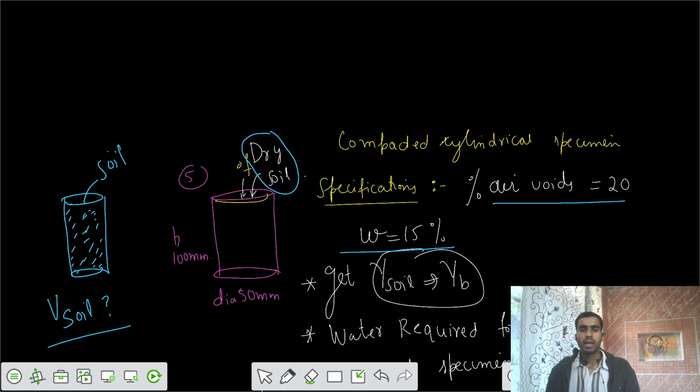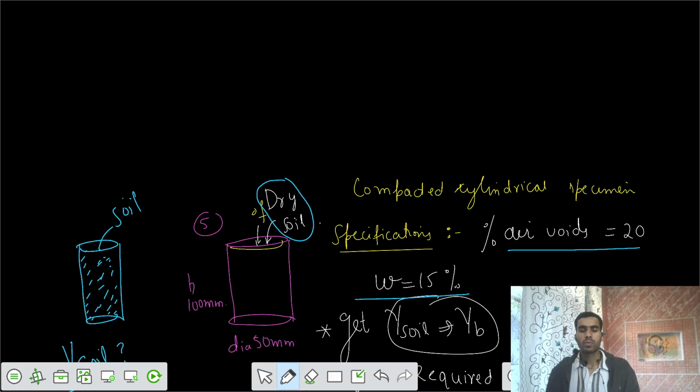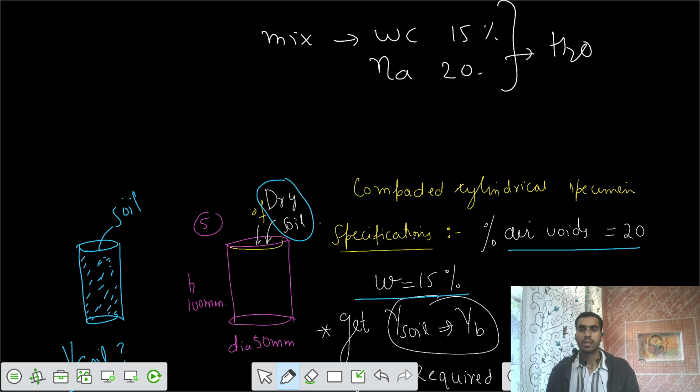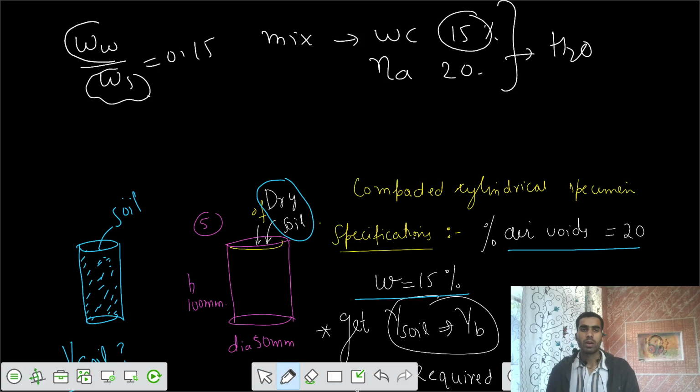That means I have to make a mix such that the mix should have water content of 15%, and it should have percentage of air voids as 20. So how much water do I have to add such that the water content is 15%? That means the weight of water by weight of solids is 0.15. So if I am adding some weight of solids, I have to add weight of water as 0.15 times that weight of solids, such that the final volume of the total soil is this much. This is our total volume of the soil.